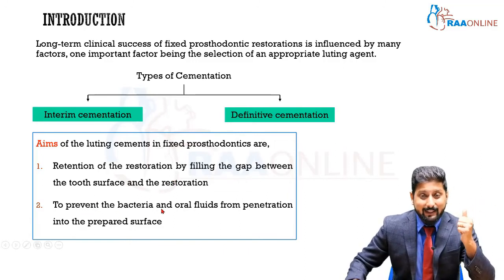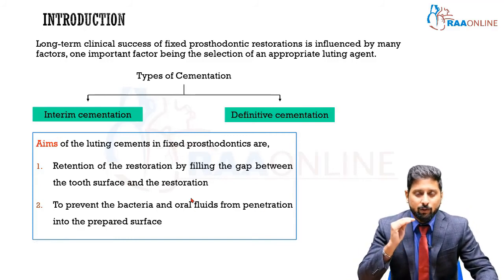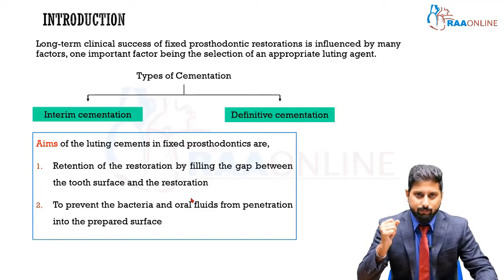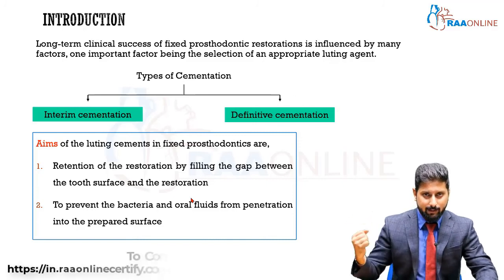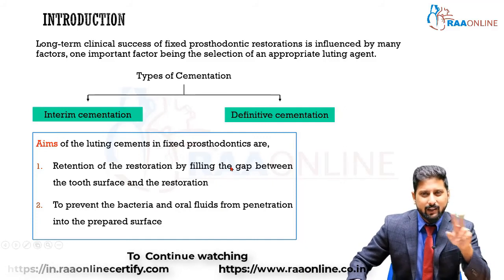The second aim is to prevent bacteria and oral fluids from penetrating into the prepared surface. That is very important. You need to understand that there is going to be a gap between your, let's say, crown and the prepared tooth. There is going to be a microscopic gap between the two. If you do not fill that gap with a luting agent, it will definitely allow your saliva to slowly seep through this gap, which will carry microorganisms, bacteria, which in turn can cause dislodgement or secondary caries, etc. So you want to retain the restoration and you want to prevent bacteria and oral fluid from penetrating. So these two aims are very important for a luting agent.